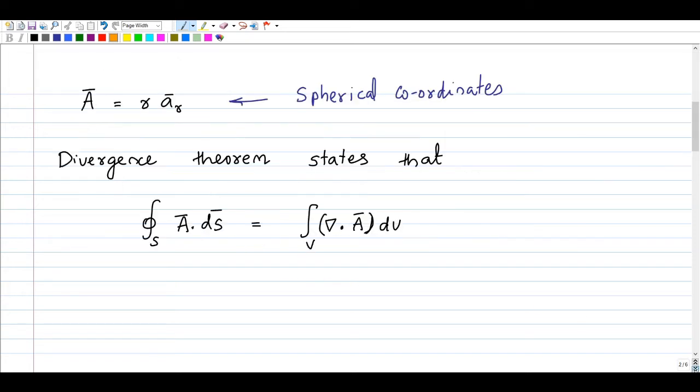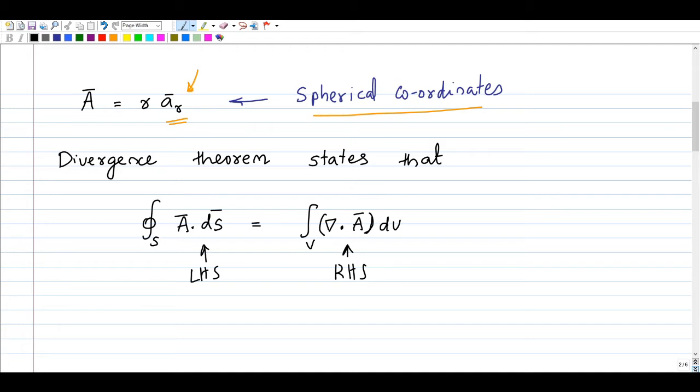Okay, so the vector A is R a_R, and you can clearly see that it is in spherical coordinates, since the unit vector a_R corresponds to spherical coordinate system. And we know the statement of divergence theorem, that is surface integral A dot dS is equal to volume integral divergence of A dv, del dot A dv. So in order to verify divergence theorem, we need to evaluate the left hand side of this expression and right hand side, and we have to show that both of them are equal.